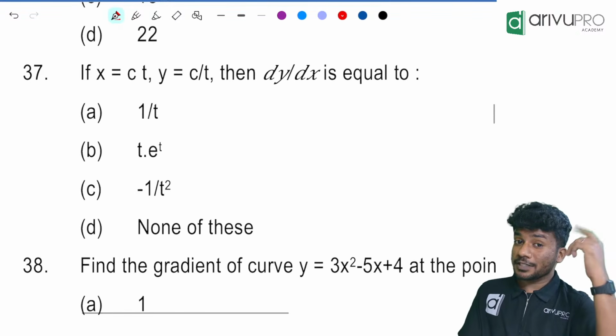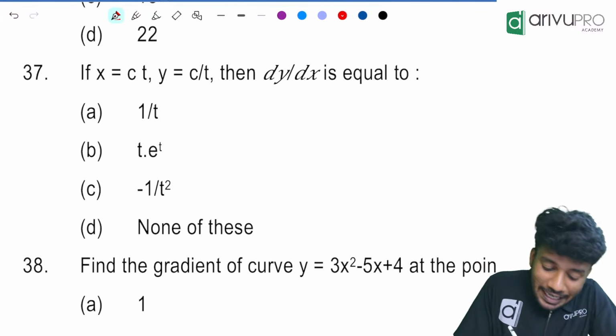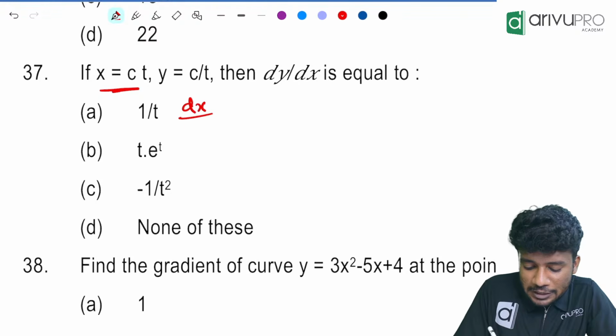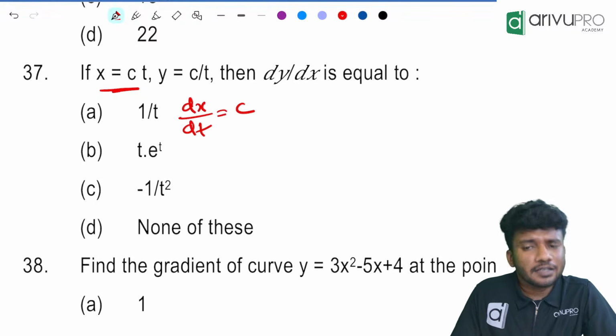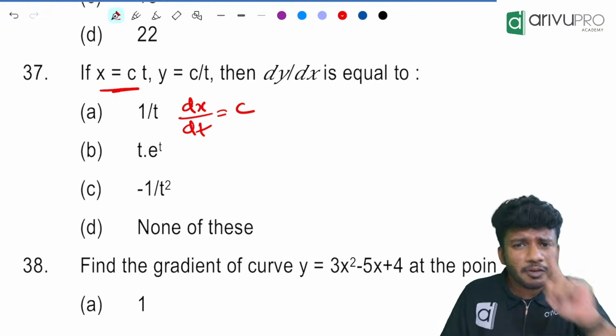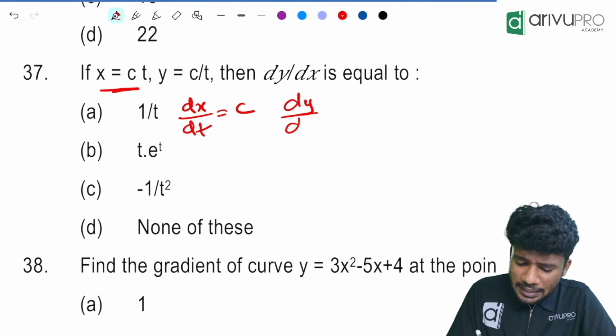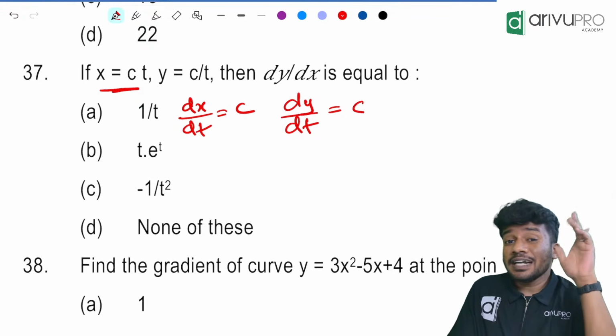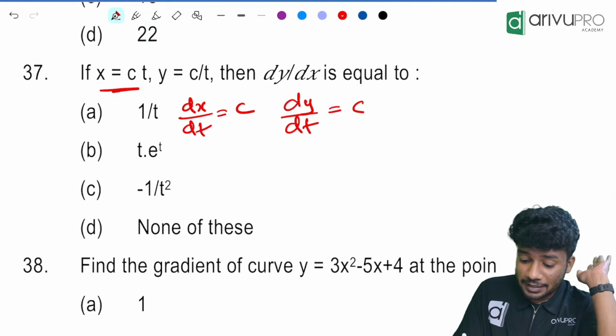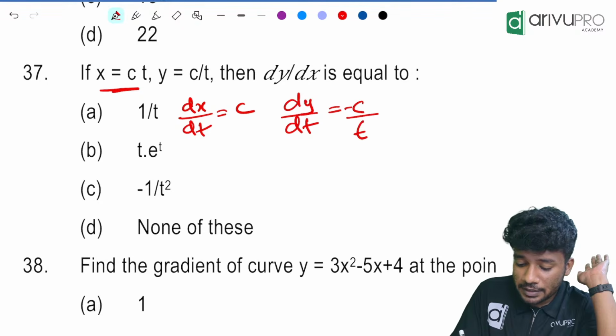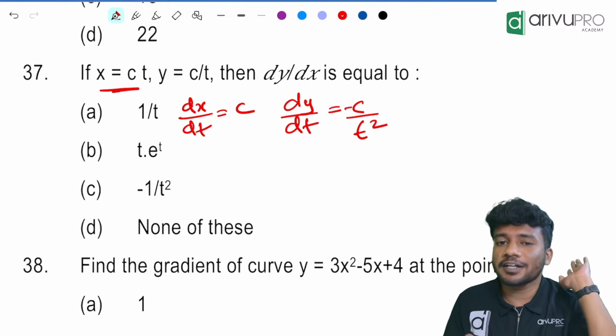Next one, a question based on parametric differentiation. x is equal to ct. That means dx by dt is how much? It is c, because the derivative of t with respect to t will become 1. Then dy by dt is how much? The dy by dt is nothing but c into d by dt of 1 by t. That is nothing but minus 1 by t square. So we have minus c divided by t square.